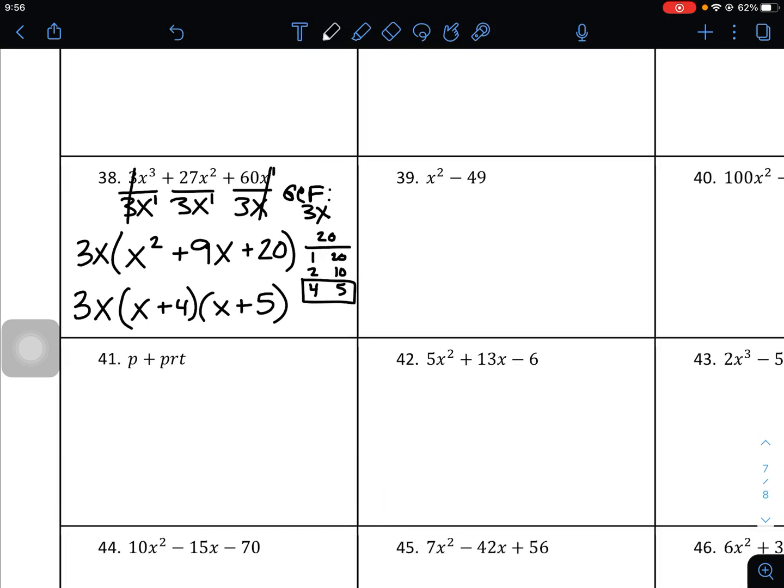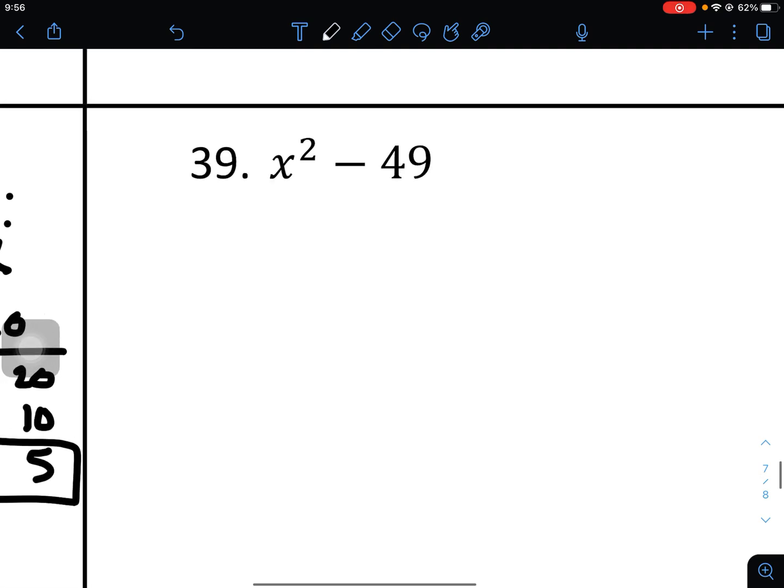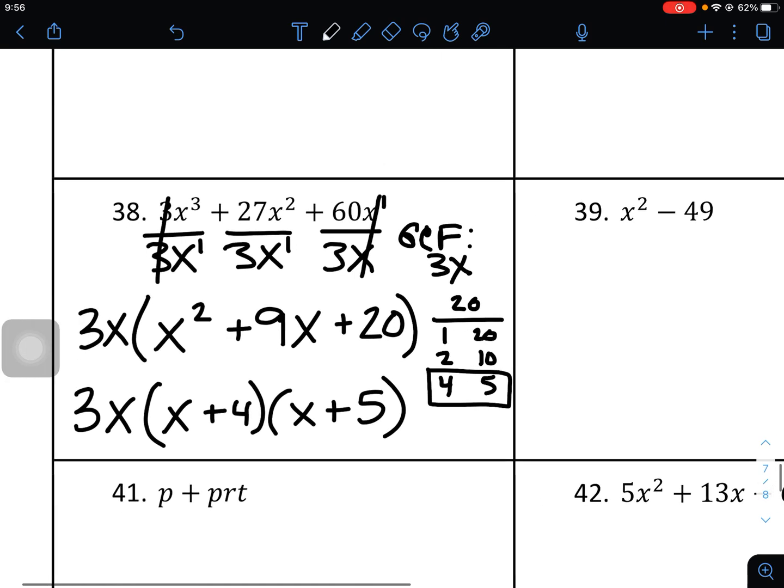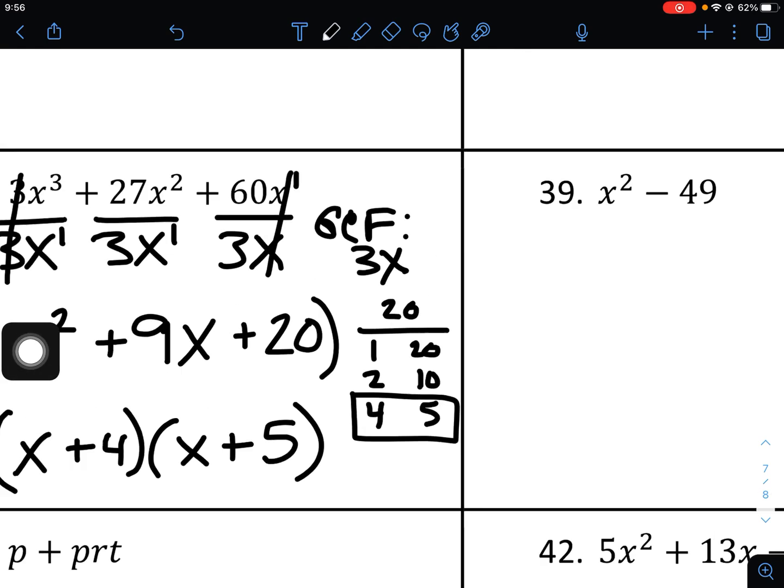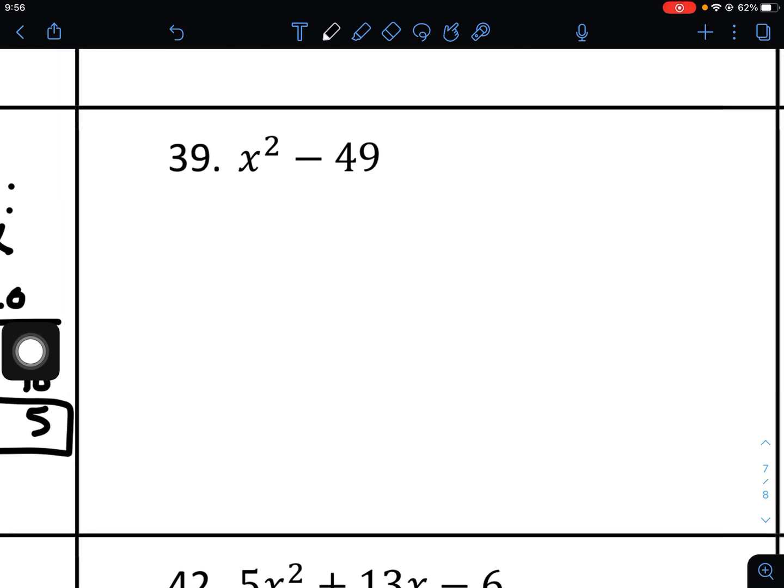Now, if you're not able to identify a GCF, the next thing you want to think about is how can I factor this expression? And the first type that we factored was here, where we're in standard form, but the a is equal to 1. Another type of quadratic we're going to factor is your difference of squares. Remember, when it's a difference, it's got to be a difference. Okay, so it's got to be subtraction.